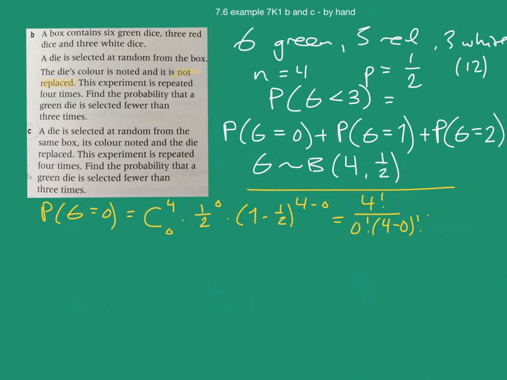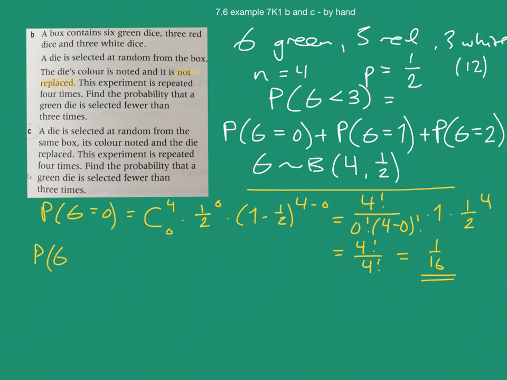And anything to the power of 0 is 1, so 1/2 to the power of 0 is 1, multiplied with 1/2 to the power of 4. And we could abbreviate this to, okay, 4 factorial divided by 1 multiplied with 4 factorial. So 4 factorial divided by 4 factorial is going to be 1. So that's 1 times 1 times 1/2 to the power of 4. It's 1/16. So that's our first probability.